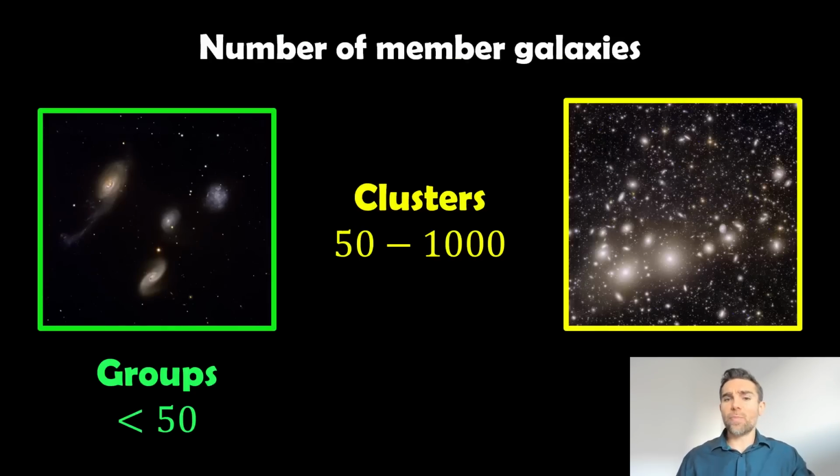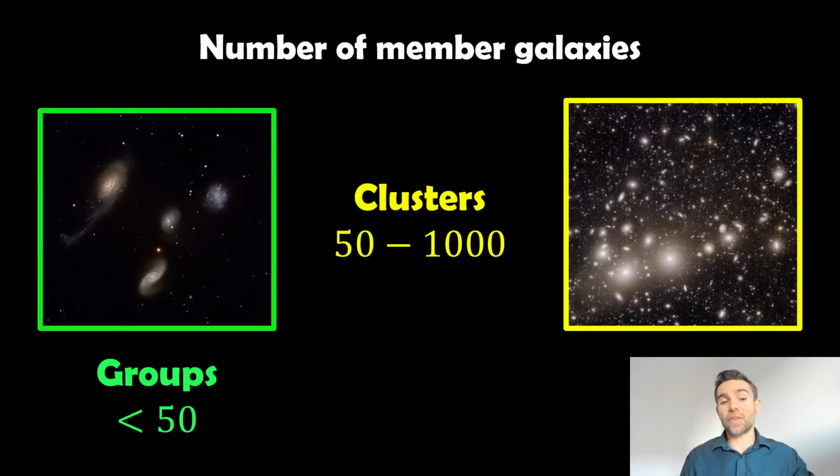So number of member galaxies. The threshold is around about 50. So less than 50 galaxies in one of these kind of collections, we would classify that as a group. And above 50, so typically between 50 and 1,000 member galaxies, it would then be classified as a cluster.